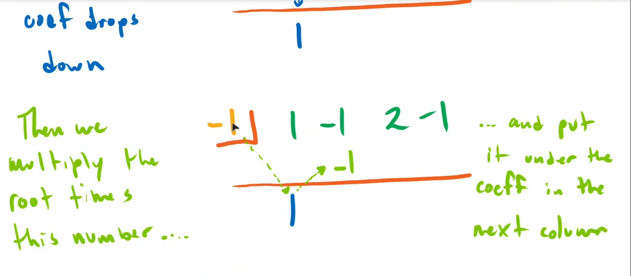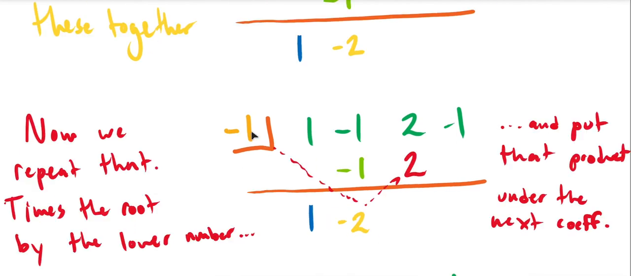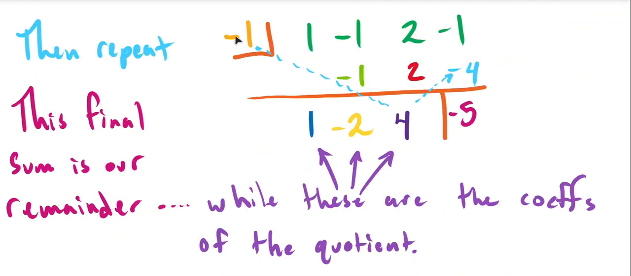Then we want to multiply this root by this number that we dropped down and write that product right here in the next column. Adding these two together, we get minus 2. Then we repeat. We take minus 1, multiply it by minus 2 to get positive 2, and adding these two together, we get 4. Last time, we take minus 1, we multiply it by this 4, we get minus 4, and adding these together, we get minus 5.